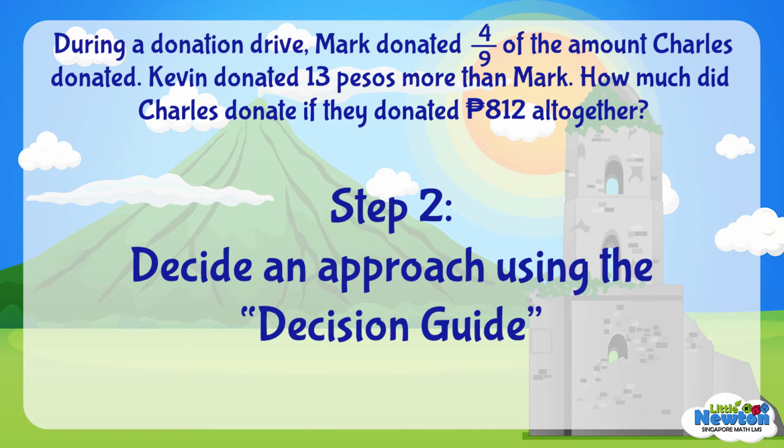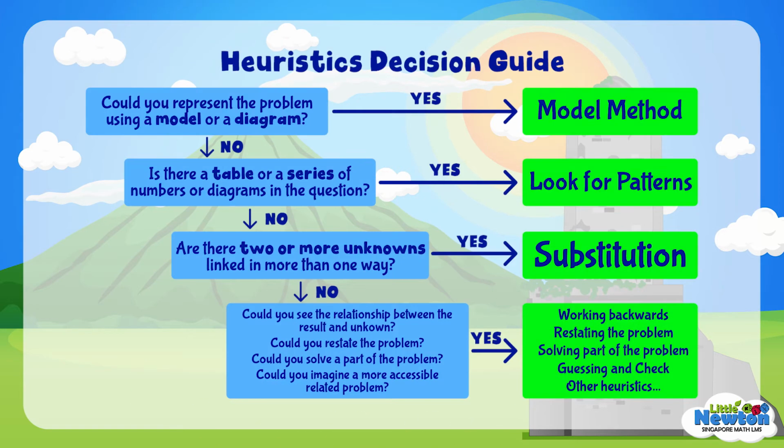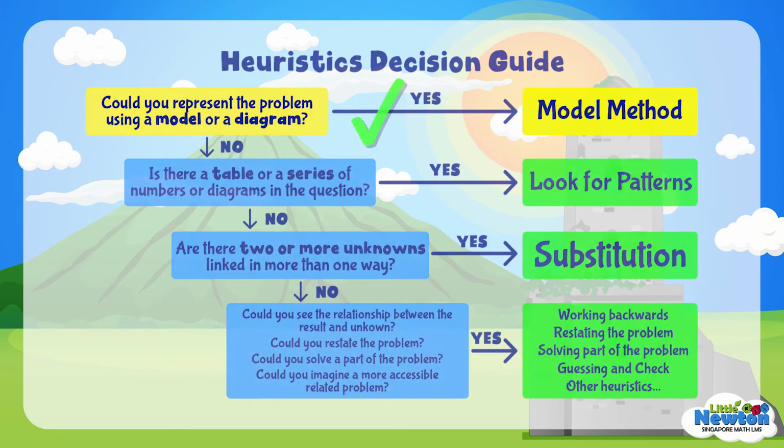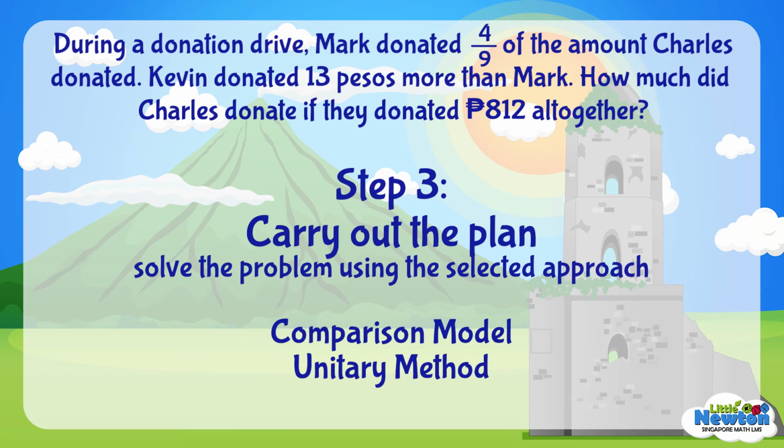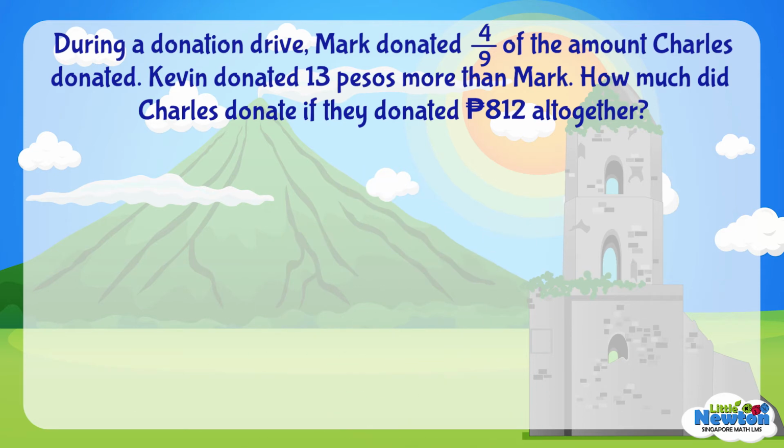Step number 2. Decide an approach using our decision guide. Heuristics decision guide. Could you represent a problem using a model or a diagram? If yes, use the model method. Step number 3. Carry out the plan, solve the problem using our selected approach, the comparison model, and the unitary method. We know that Mark donated 4/9 of the amount Charles donated.